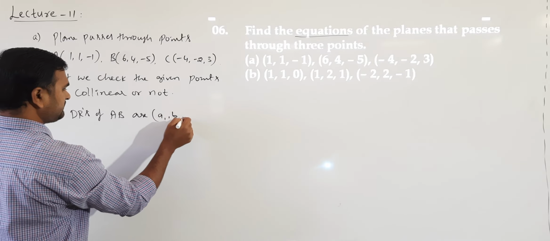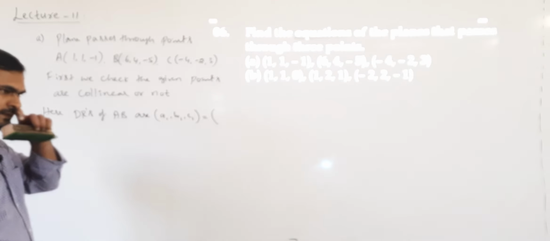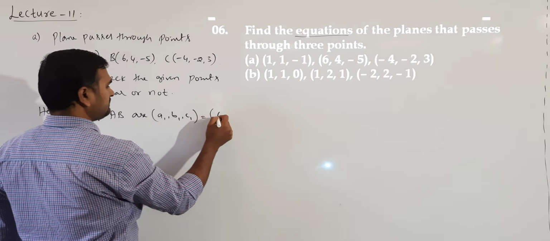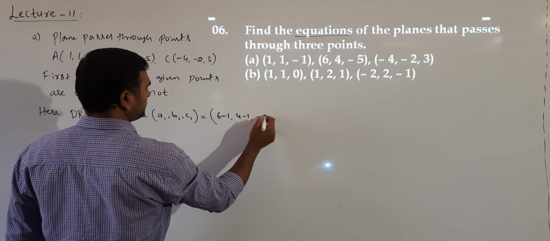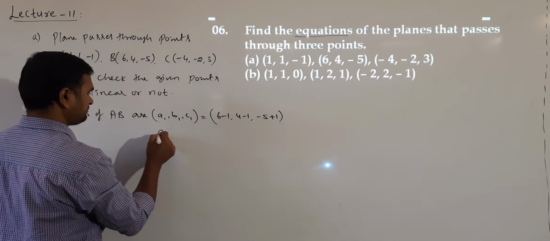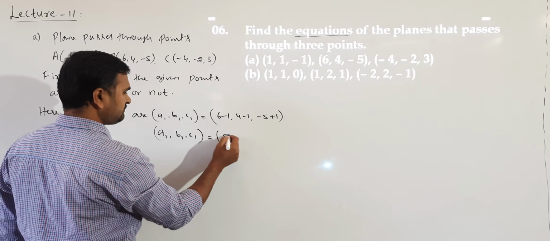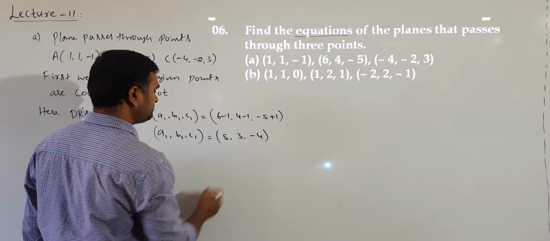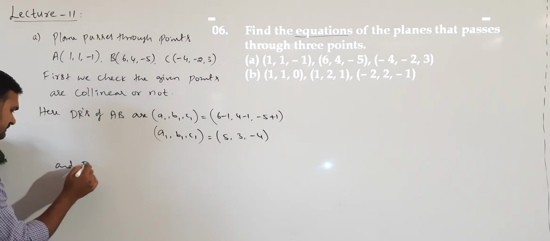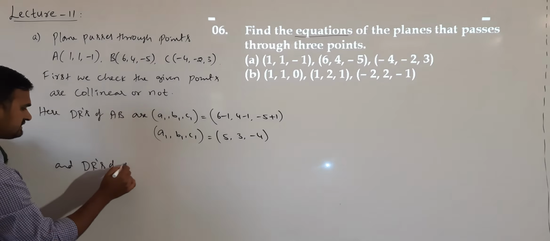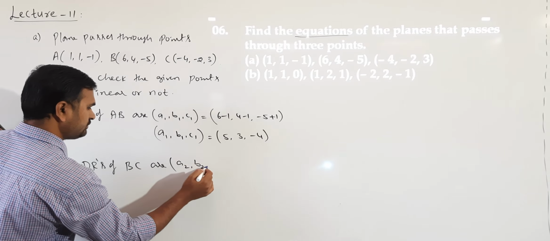What are the DRs of the line joining AB? I will take them as a1, b1, c1. You can take x2 minus x1, 6 minus 1, 4 minus 1, -5 plus 1. So a1, b1, c1 are 5, 3, -4. So DRs of AB we know.